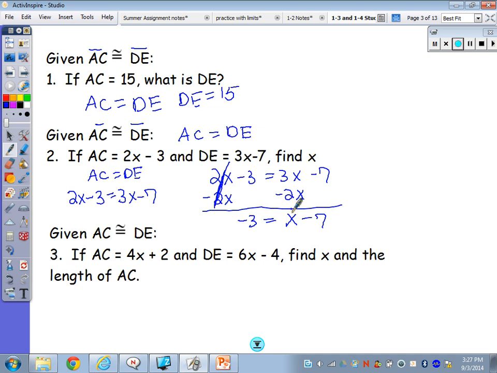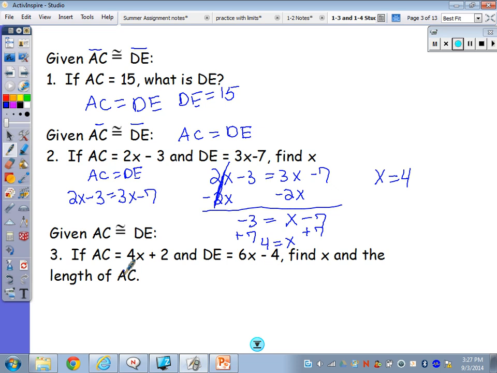And now I want to get the x by itself, so I need to move the number over. So we do the opposite operation, so I'm going to add 7 to both sides. And if I do that, I get 4 is equal to x. And you can write it as x equals 4 if you want. So the answer to this is x equals 4. And when they ask these, we want to always find x as a number.